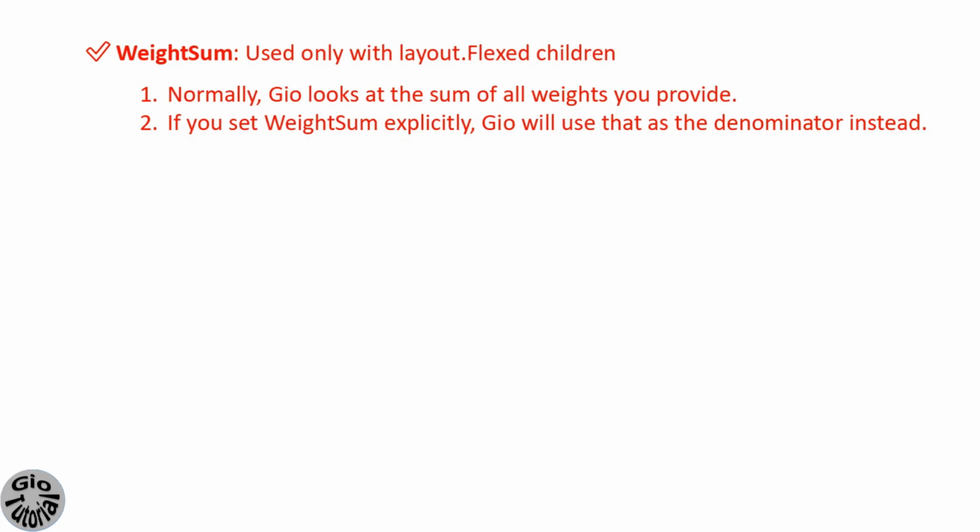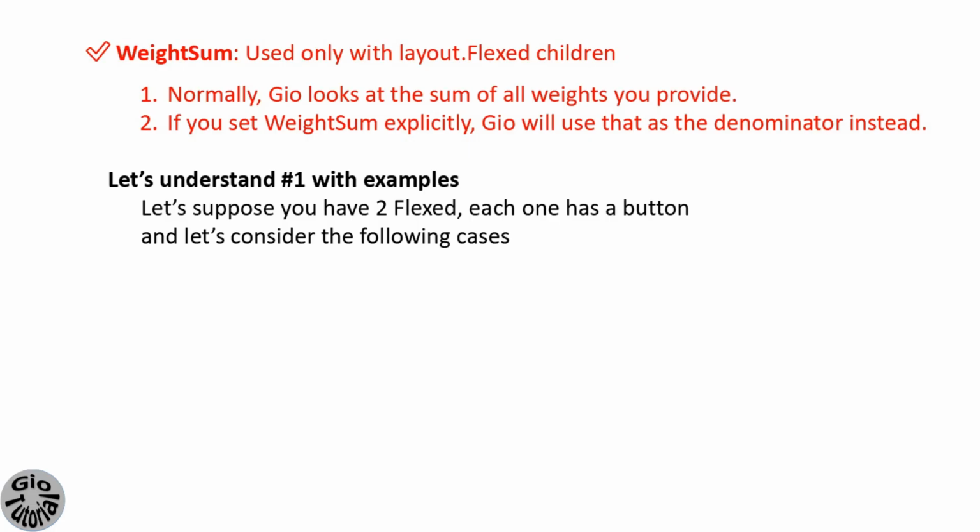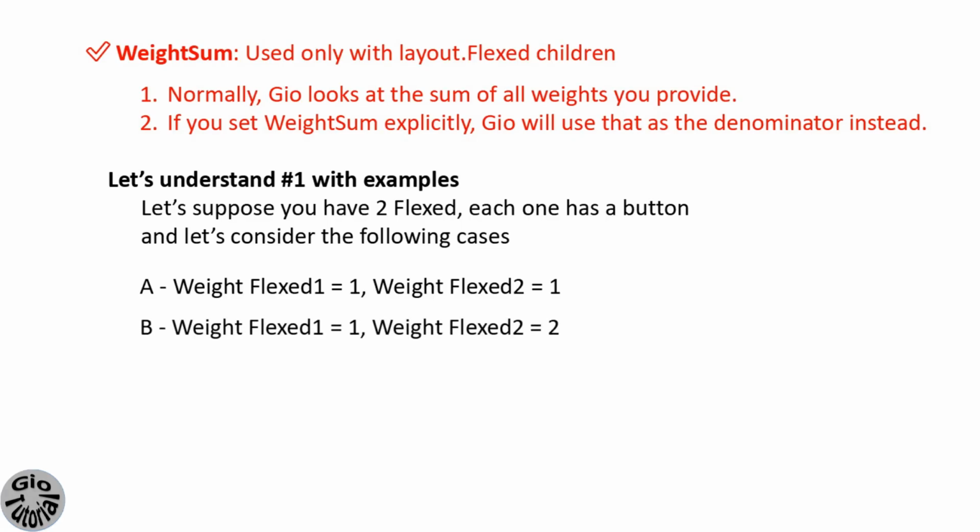What does this mean and what are we talking about here? Let's go step by step and try to understand the first point first. We will have 2 flexed, each one has a button. We will build 2 cases which cover the first point. First case, weight equal 1 for both flexed. We already saw this at the beginning of this video when we did spacing. Second case, first flexed has a weight 1 and second flexed has weight 2.